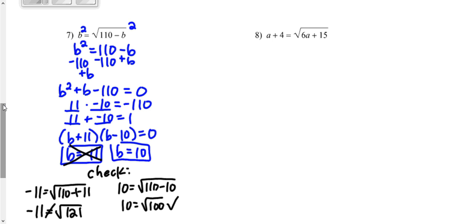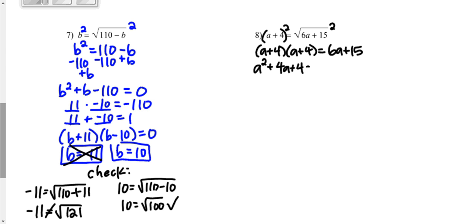And then on our last problem, in order to get rid of the square root, we're going to square both sides. But remember, we have to square this entire side, which means it's a plus 4 times a plus 4. It lifts the square root off of the right-hand side. So we're going to FOIL out, or multiply out, a plus 4 times a plus 4. That would be a squared plus 4a plus 4a plus 16. So 4a plus 4a is 8a.